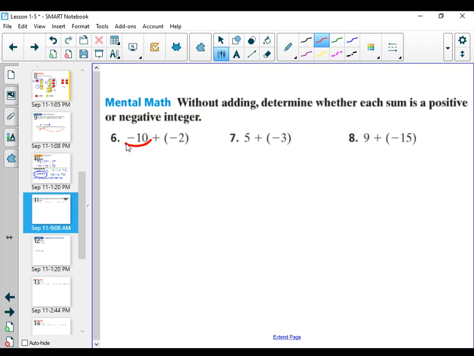If I look at this one, 10 negatives and 2 negatives, same sign. I'm going to add them to get a bigger negative answer. On this one, 5 positives, 3 negatives. Different signs. Whenever they're different, I will subtract. Which one's bigger? +5. My answer will be positive.